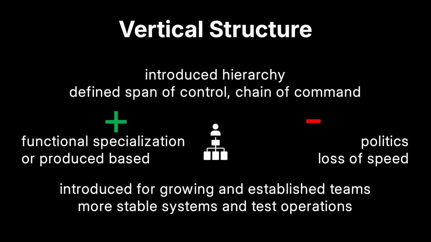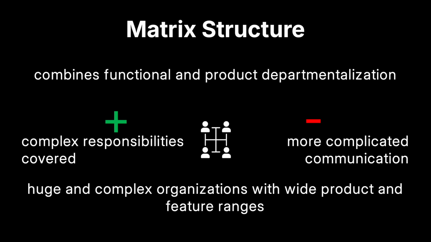On the negative side, you may have potential politics introduced and loss of speed. A vertical structure can be introduced for growing and established test teams with a more stable system under test. Then the matrix structure combines functional and product departmentalization. It is good for complex responsibilities defined with functional and disciplinary managers.